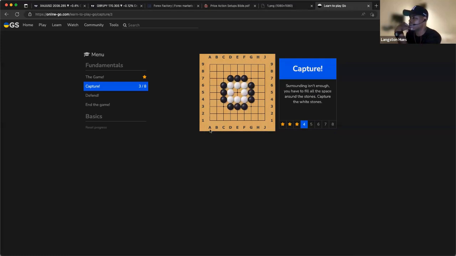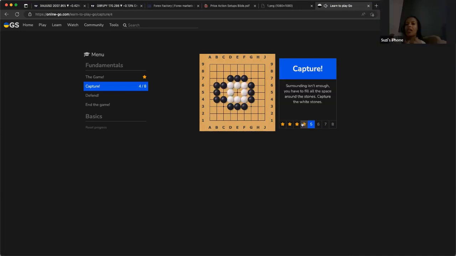Surrounding isn't enough. You have to fill all the space around the stones. So that would be like here. Oh, I guess not. Surrounding isn't enough. You have to fill all the space in the middle as well? Do that. Around all the spaces around the stones. Okay. Yeah. Capture the white stones. So that would be here and then also here, yeah.